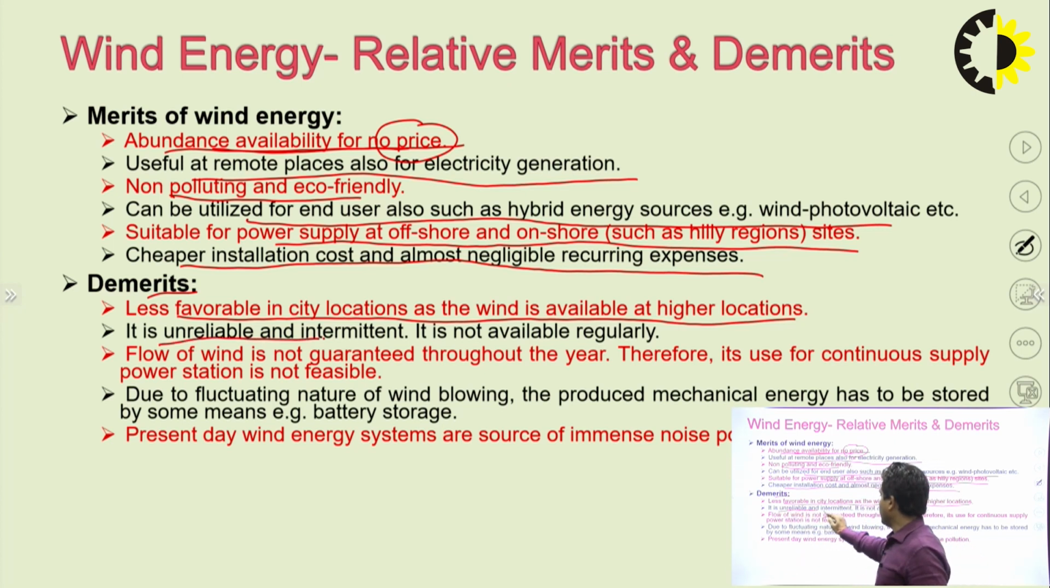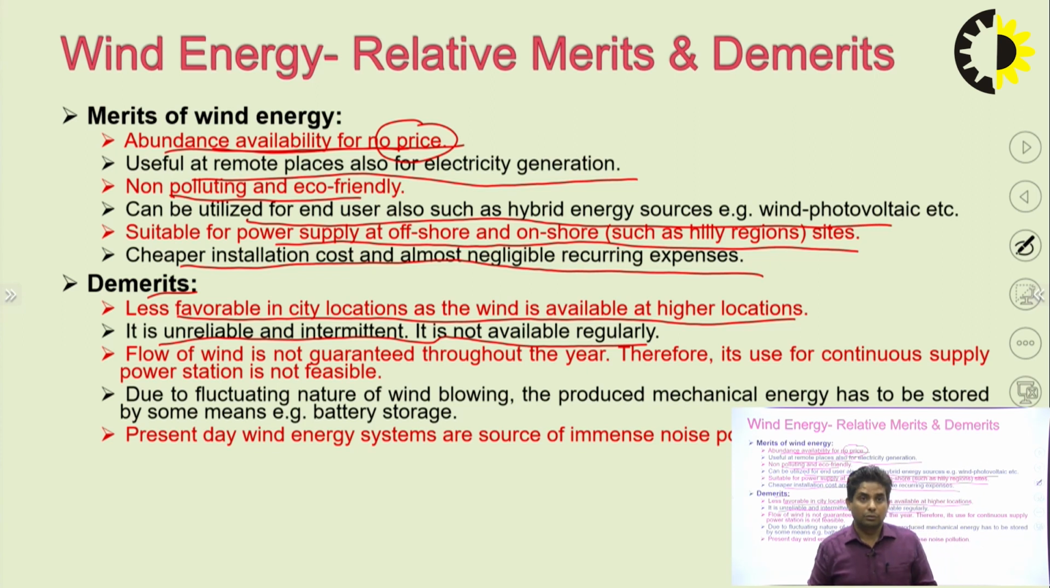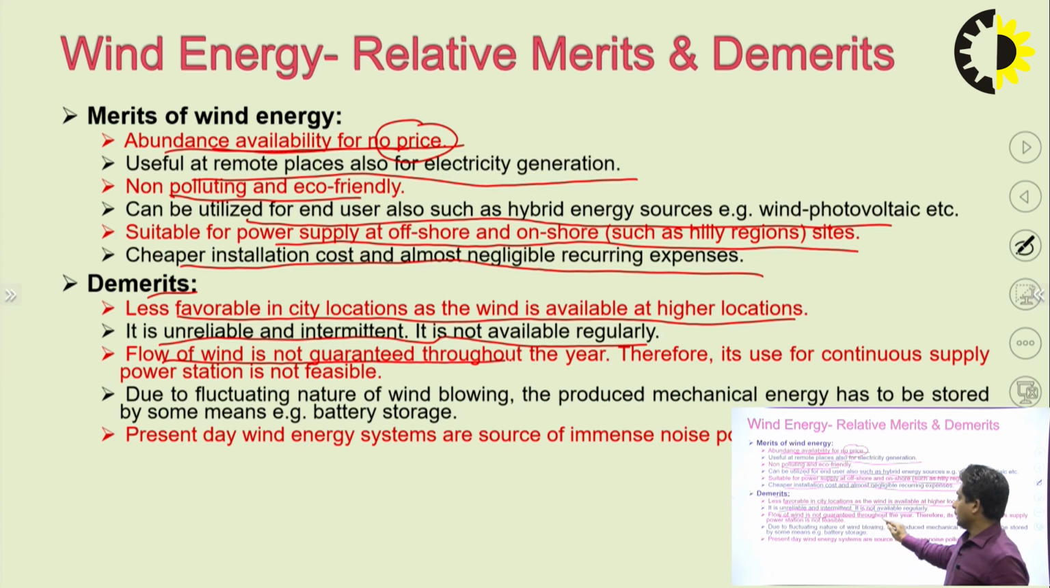It is unreliable and intermittent, not available regularly. We don't have regular winds running continuously at 15 to 20 kilometers per hour. Sometimes there is 20 to 25 kilometers per hour wind speed, or sometimes 1 to 5 kilometers per hour. So it is not regular. Flow of wind is not guaranteed throughout the year.